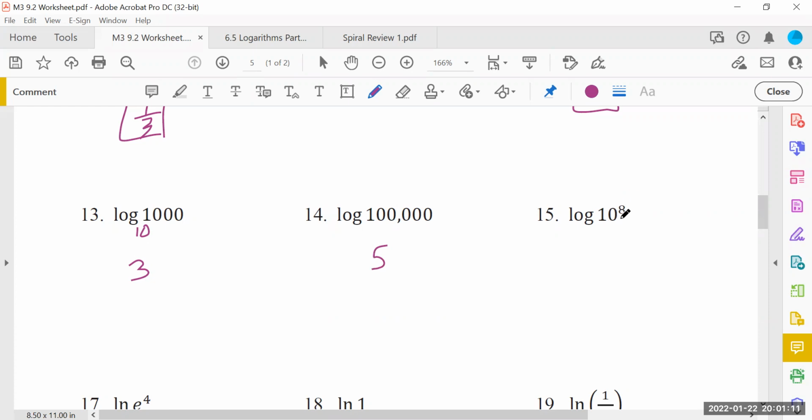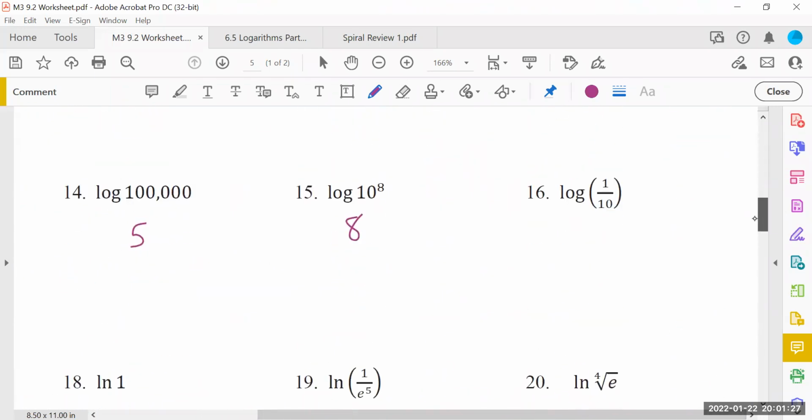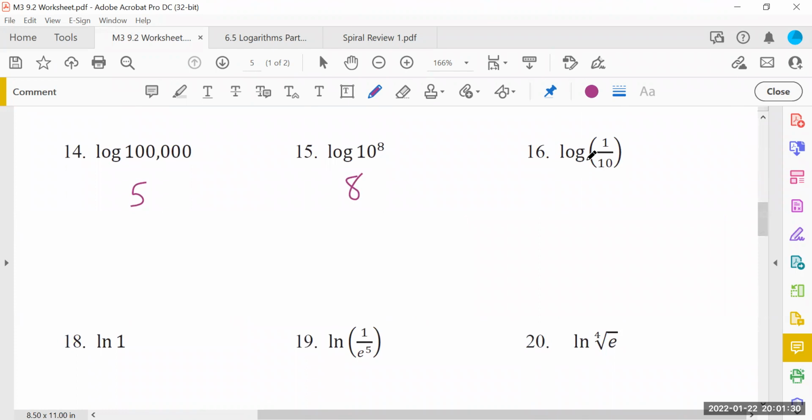If it's written like this as a 10 to an exponent, it's even easier. 10 to the 8th power. Literally 10 to what power makes 10 to the 8th power? I just said the answer. The answer is 8. And then here, sorry about that. This one, again, it's going from log base 10 to 1/10. That's the reciprocal. That means -1. The -1 flips it upside down.